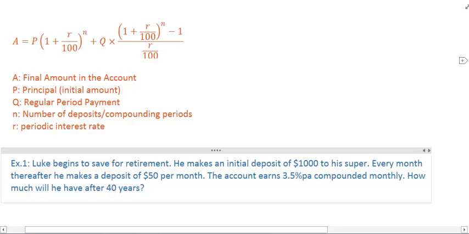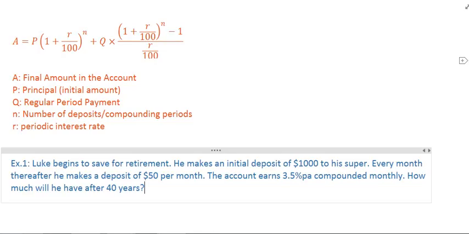Alrighty, so we have this lovely little equation. Let's get to using it. So our first example is that Luke begins to save for retirement. He makes an initial deposit of $1,000 to his super. Okay, so it's never too early to start. Every month thereafter, he makes a deposit of $50 per month.